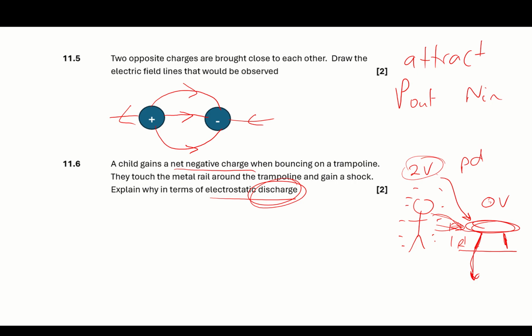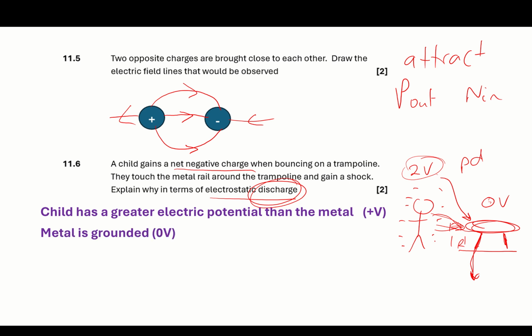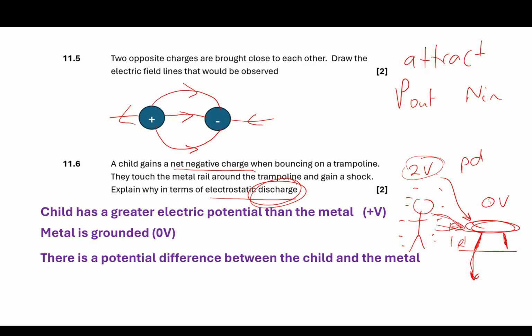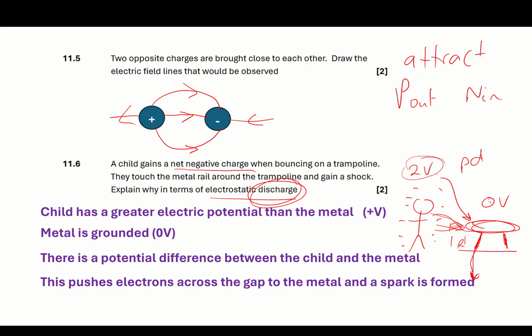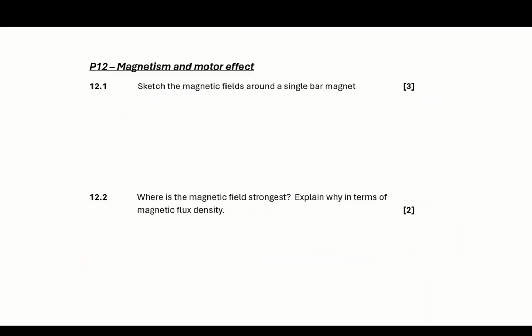I've tried to word that in a friendly way. So the child has a greater electric potential than the metal. I can just say that the child's at positive. The next one, the metal is grounded, that's at 0 volts. So there's a potential difference between the child and the metal, and this can push electrons across the gap, and then we'll get a spark, which will give them a shock. So that's it worded. You can see it's 2 marks, but I've put a lot of keywords in there. It's quite a difficult concept, and that's that all done.